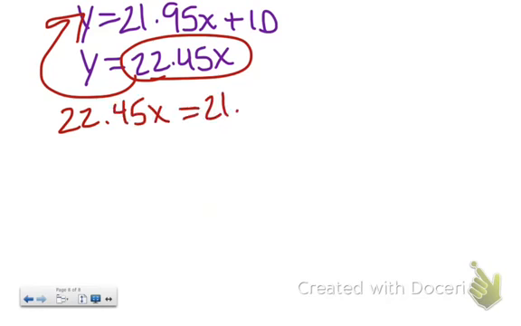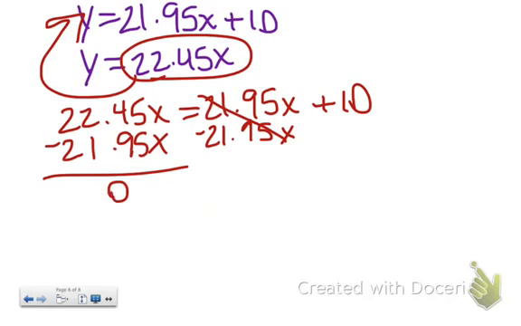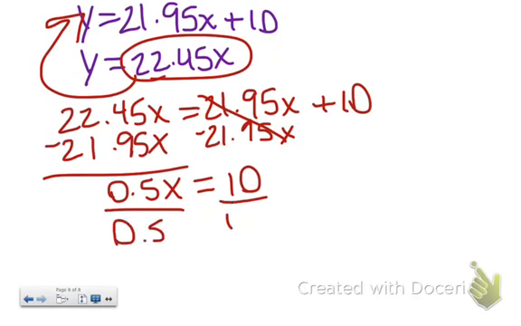22.45x equals 21.95x plus 10. To combine like terms, I'm going to move this x over with the other one. So I'm left with 0.5x equals 10. And now divide by 0.5, and x equals 20. Again, that's only part of my solution. So in other words, after 20 months, the cost is going to be equal.